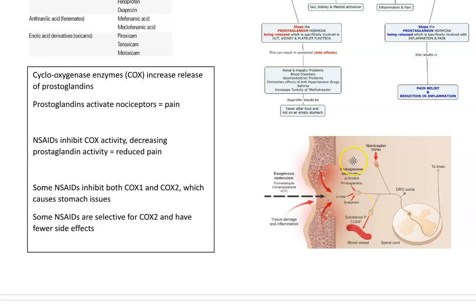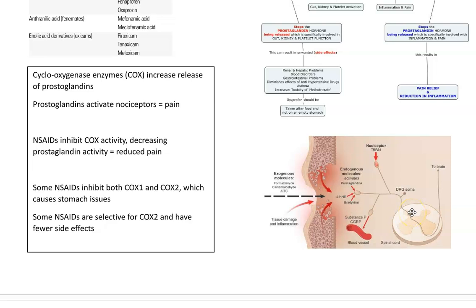And one of the things that they are inhibiting is this cell's response to that tissue damage. So tissue damage activates a pathway that increases prostaglandins, which are going to bind and activate that neuron. And so what the NSAIDs are going to do, they're going to inhibit that here. So they're really inhibiting it at the periphery, not in that central synapse that we've talked about before.